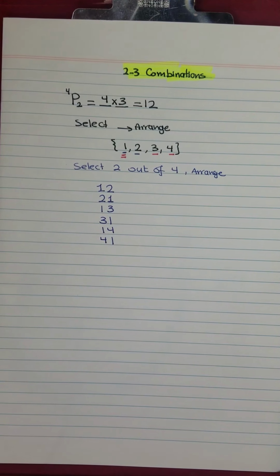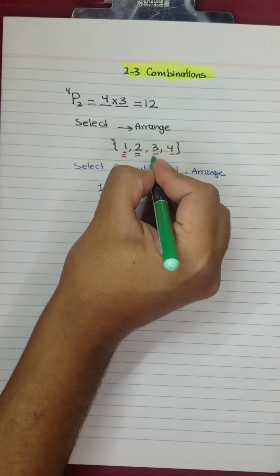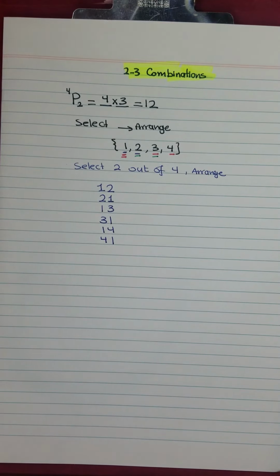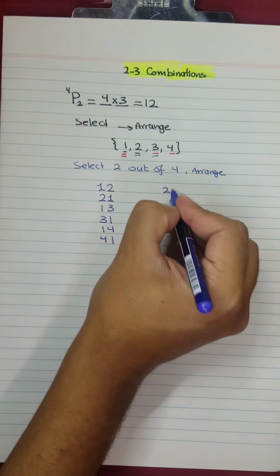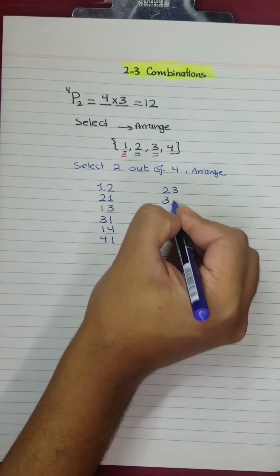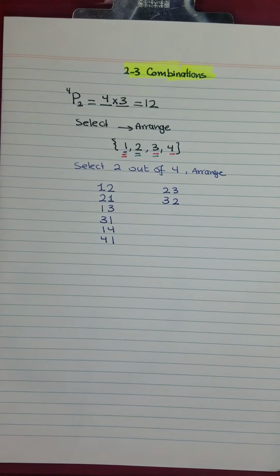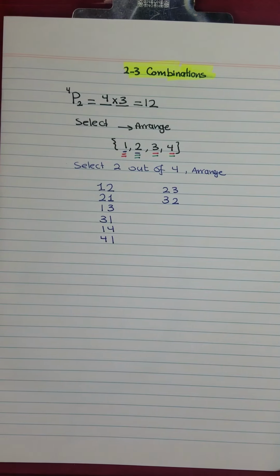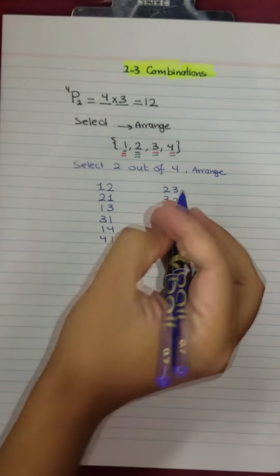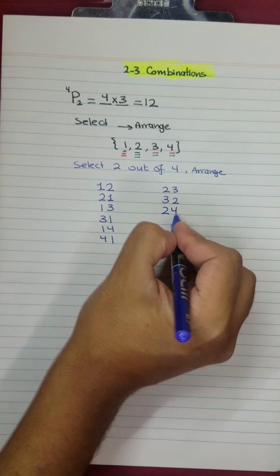Now let's try with the 2. We can select the 2 with the 3, right? So we can get either 23 or 32. We can select the 2 with the 4. Now if we select the 2 with the 4, we can either get 24 or 42.